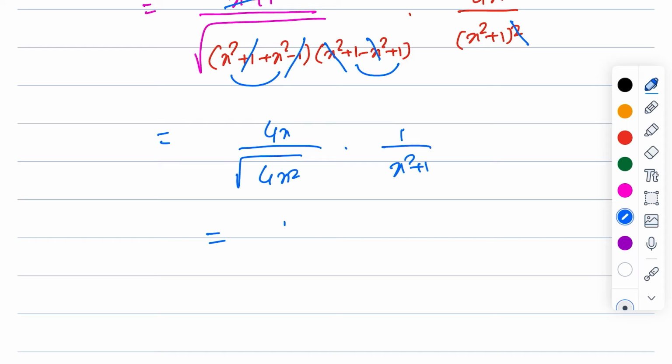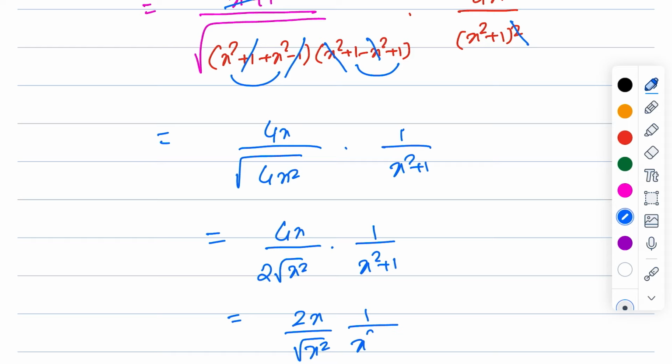So what am I left over with? 4x upon 2 square root of x square times 1 upon x square plus 1. Then it becomes 2x upon square root of x square, times 1 upon x square plus 1. That's going to be the answer for part C(i).